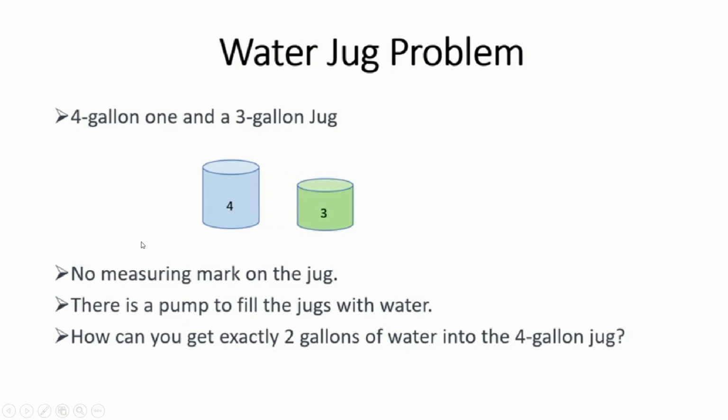Listen carefully. The water jug problem: this is the 4-gallon jug, this is the 3-gallon jug. There is no measuring mark on the jug. There is a pump to fill the jug with water. How can you get exactly 2 gallons of water into the 4-gallon jug? This is our problem.